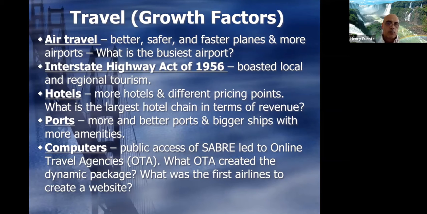And there's also more airports located throughout the world, throughout the United States. And so the plane can get you there fairly quickly. And what is the busiest airport, at least pre-COVID? The busiest airport was Hartsfield-Jackson Atlanta Airport. So again, Hartsfield-Jackson Atlanta International Airport is the busiest airport in the country.